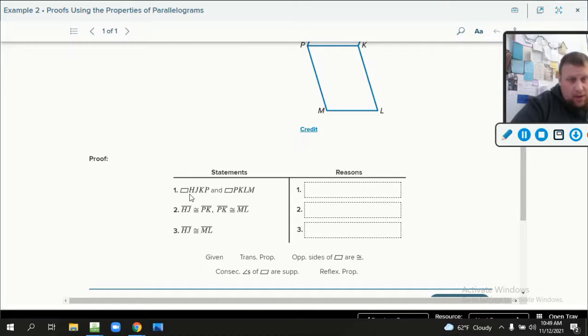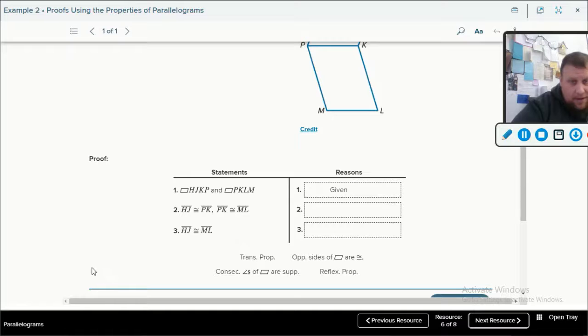Basically we're given parallelogram HJKP and parallelogram PKLM. What is that? That is a given. Then I know that HJ equals PK and PK is congruent to ML. That's because opposite sides of parallelograms are congruent. And then I'm going to cut out the middleman, right? I'm going to cut out that PK and just say HJ is congruent to ML. Why is that?